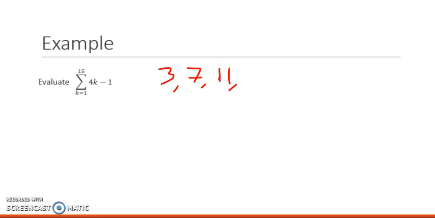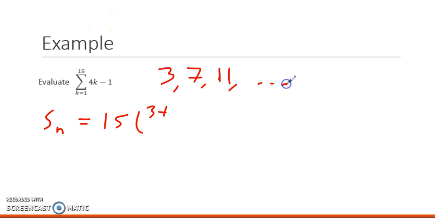So the rule for S sub n for an arithmetic sequence is n times the first term, which we already found is 3, and then we need to add the last term. Now I don't have the last term yet, but we can go ahead and fill that in real quick because the last number in the sequence is going to be the 15th number. So if I plug k equals 15 in, that will be the last number in my pattern. So 4 times 15 is 60, minus 1 is 59.